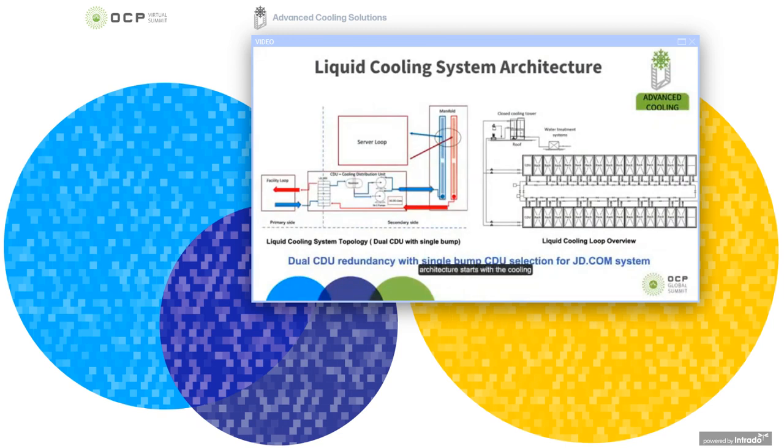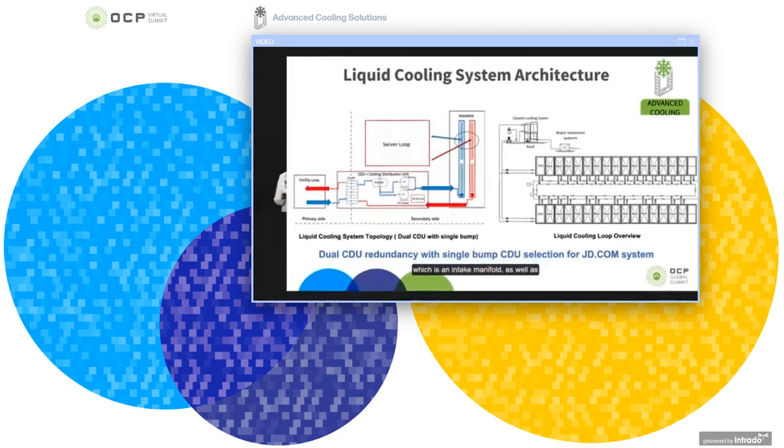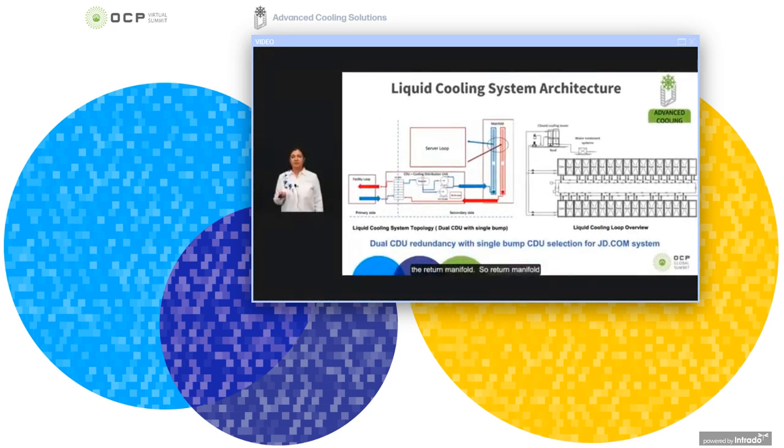The architecture starts with the cooling tower, which is at the top of the slide that you see, which is exchanging heat between the facility and outside air. And then you have the cooling distribution unit, which is exchanging heat from the racks to the facility through the manifolds. So the rack has manifolds, which is an intake manifold, as well as the return manifold. So the return manifold will take the hot liquid out to the facility. So the facility water gets heated and it goes to the cooling tower. Cooling tower will in return send cold liquid back to the racks.